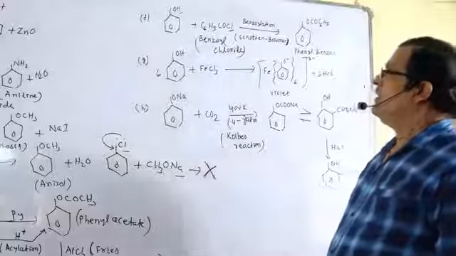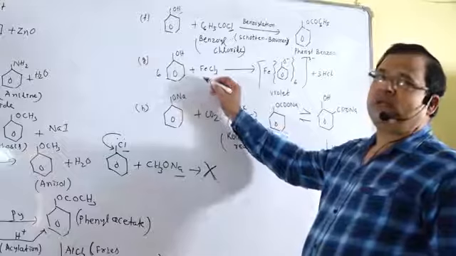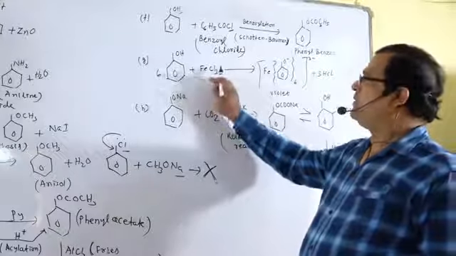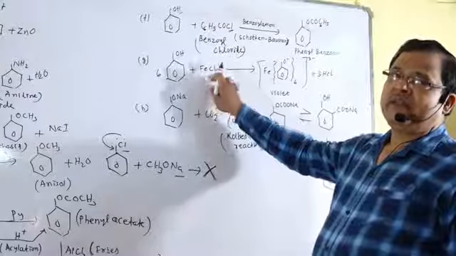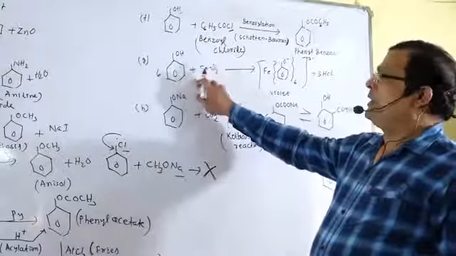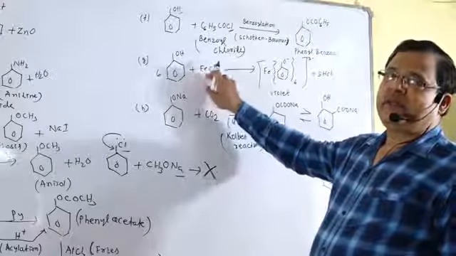So the next one is the action of phenol with neutral ferric chloride. This is the test for phenol, the test for the phenolic OH group.